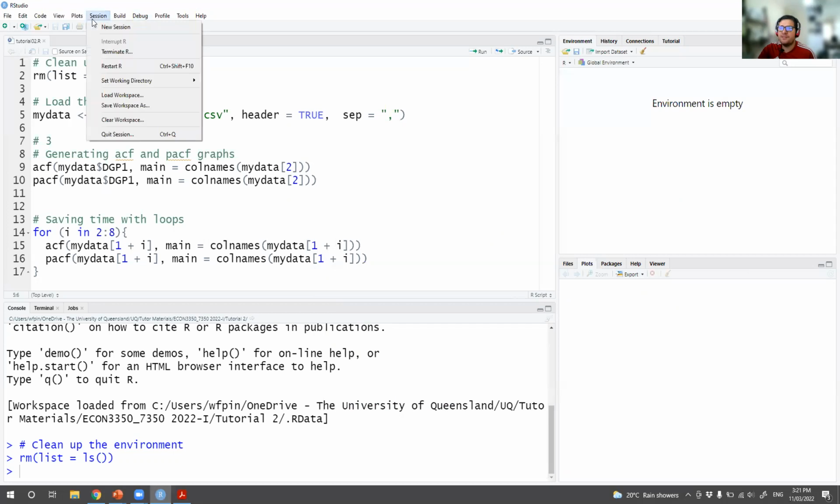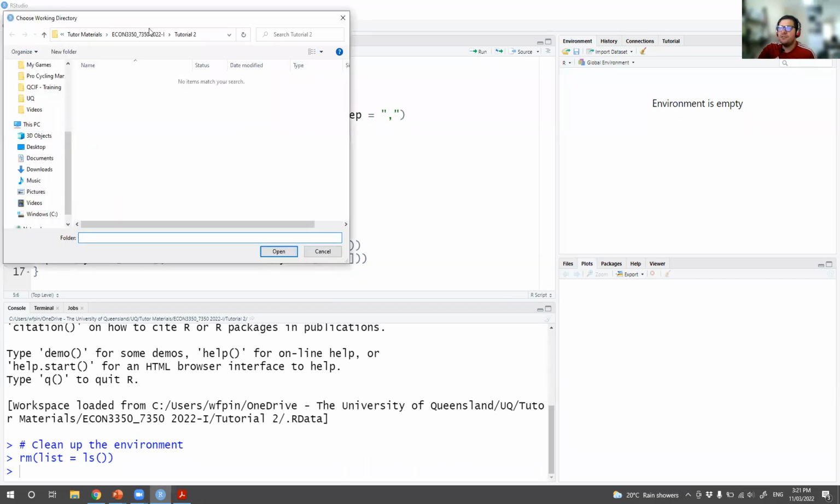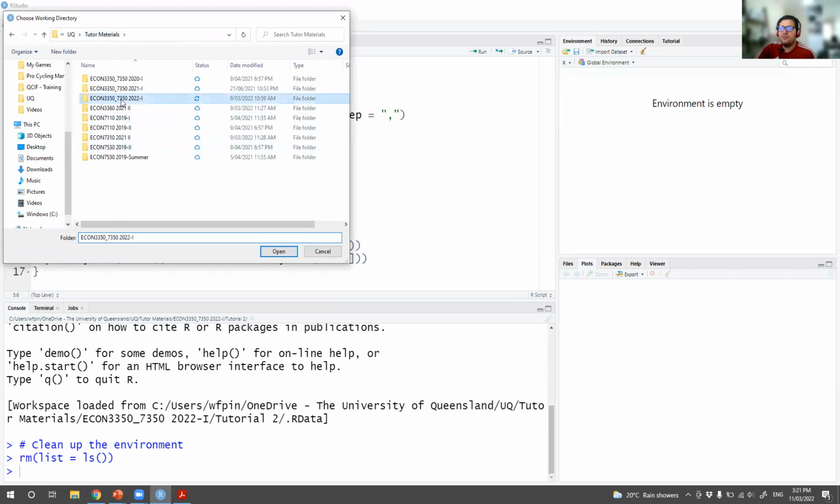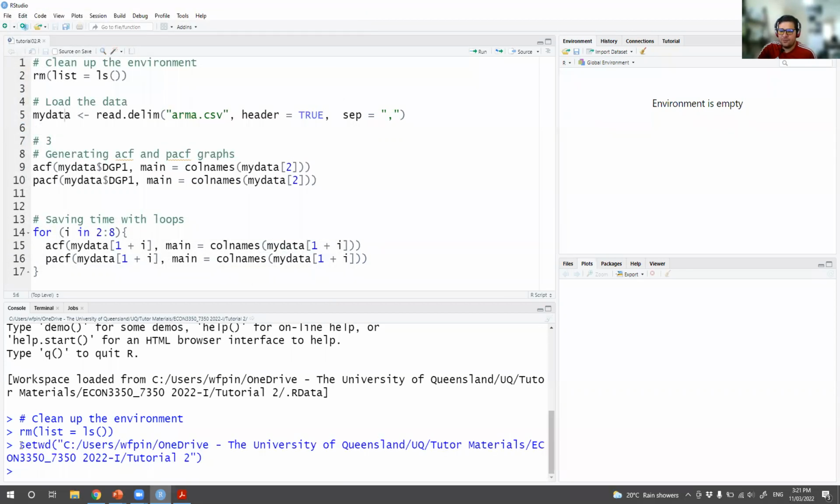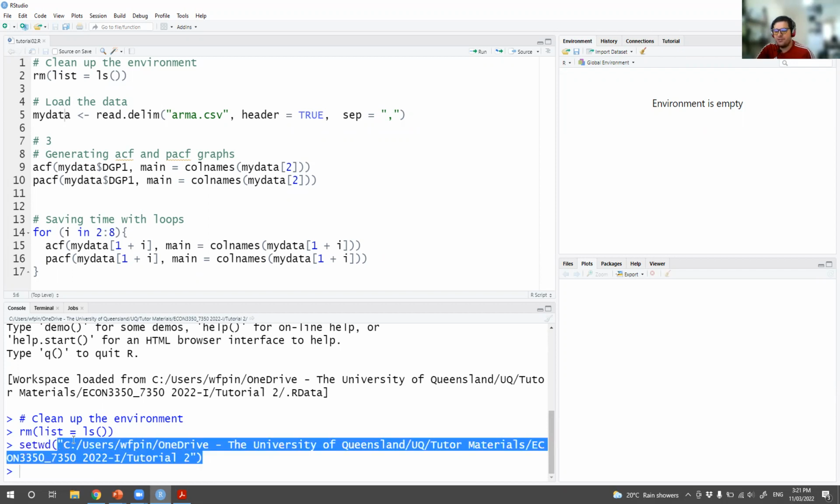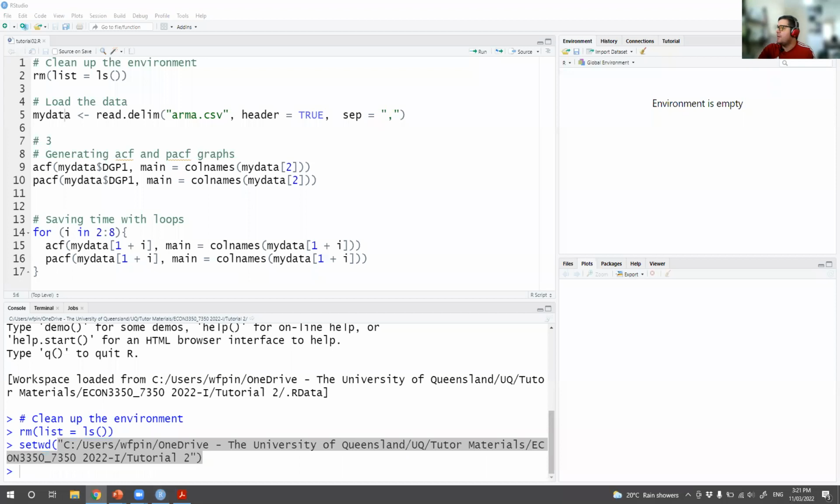Remember, one way to do this is by going to Session, Set Working Directory, Choose Directory, and then just navigate until you find the folder that you want to work on and select it. And you will notice that you'll get that setwd command, telling you, hey, I changed the working directory, it's all good. And it will also be shown in this little bar here. Just a refresher of what I mentioned last week.